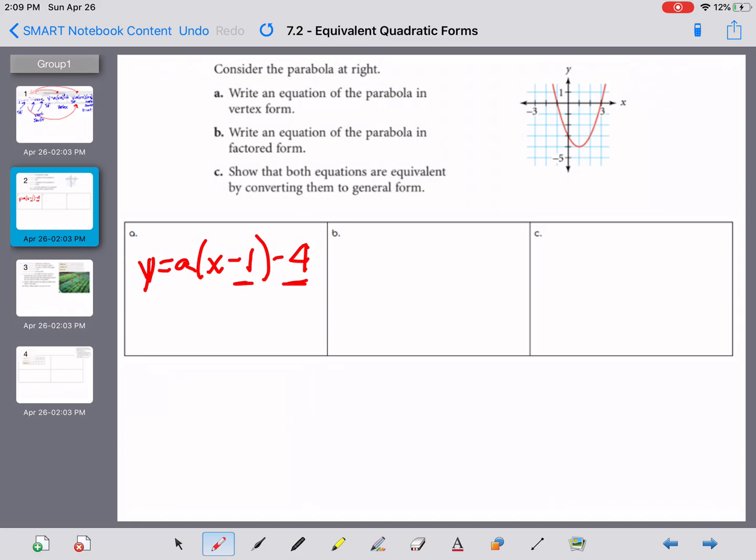So let's pick a different one. Let's just use one of our roots. Let's call that (3, 0). So I know that y equals 0. a is what I'm trying to solve for. 3, and I even did that.